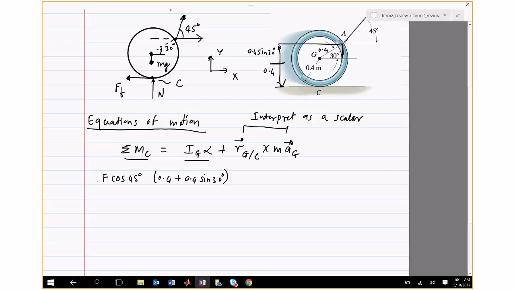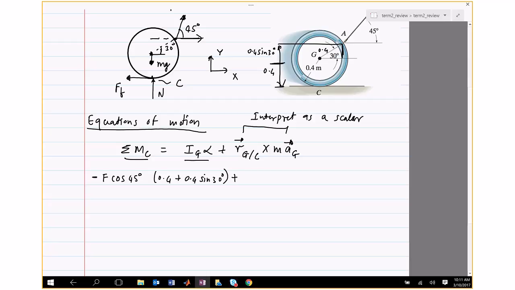Clockwise. The reason why it's clockwise is F cos 45 is in the x direction, and the radius, well, the distance is that, and so the effect of F, if you hold the ring fixed about C, is to roll the ring in the clockwise direction. So if I curl my fingers along the clockwise direction, then my thumb gives me the direction of the moment. So my thumb points in the minus k direction, so that's negative, or it's in the clockwise direction.